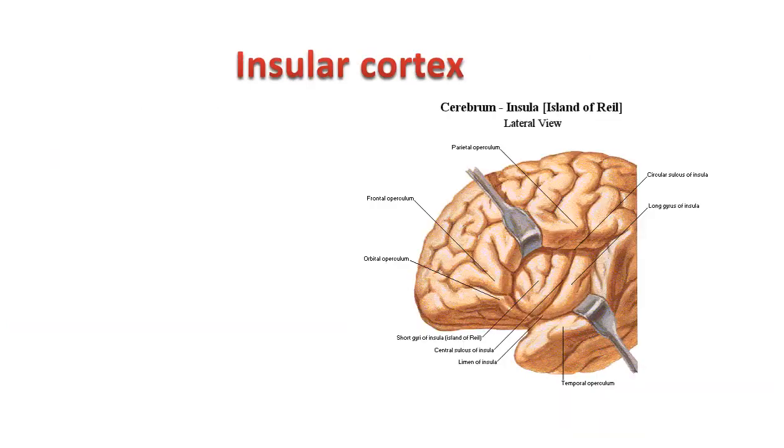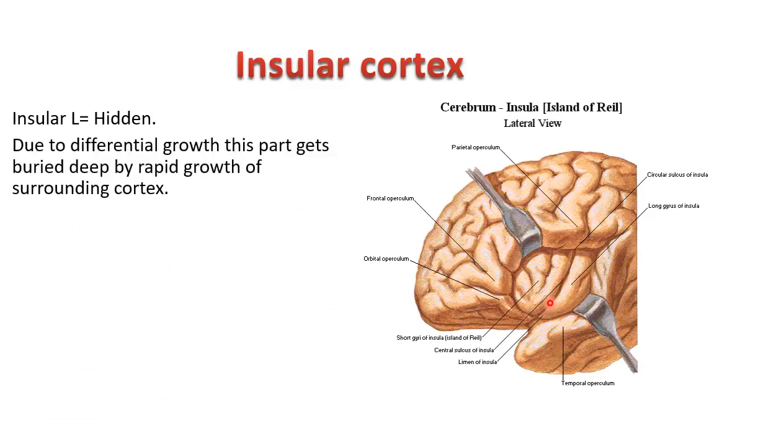Next, you are able to see the insular or hidden cortex. Insula means hidden. You are able to see it once you retract the lips, mainly around the posterior ramus of the lateral sulcus, that is, the pars orbitalis, pars triangularis and pars opercularis. Now why is this cortex inside? It is due to the differential rate of growth, because the surrounding areas grow rapidly and overlay or cover this cortex.